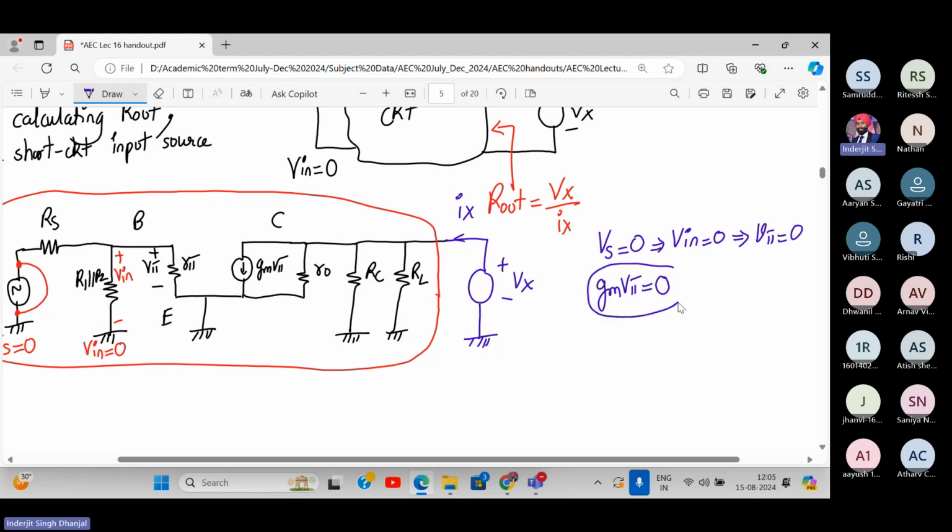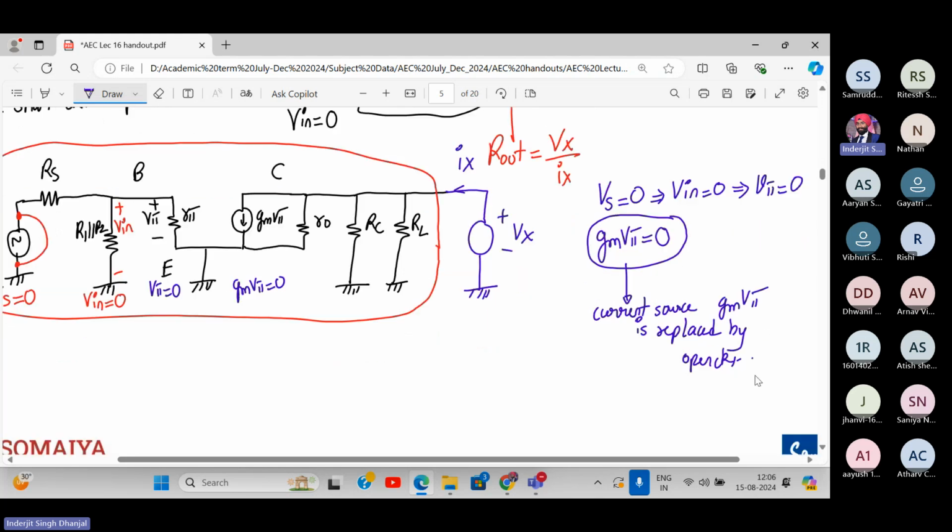When does the current source deliver 0 current? So during that time, my current source over here, GM Vpi, is also 0. So this Vpi is 0, GM Vpi is also 0. 0 current is represented by open circuit. Yes or no? Therefore, the current source GM Vpi is replaced by open circuit.